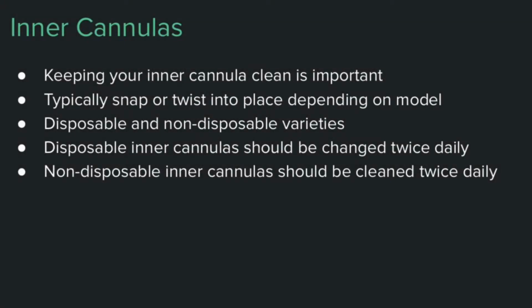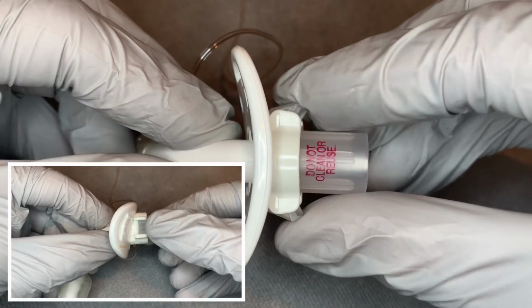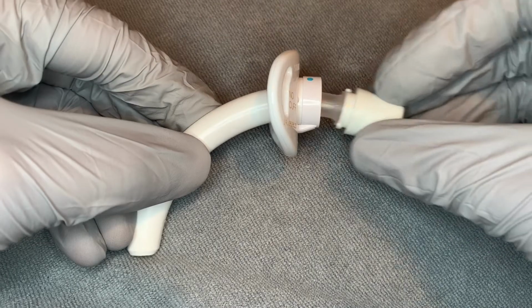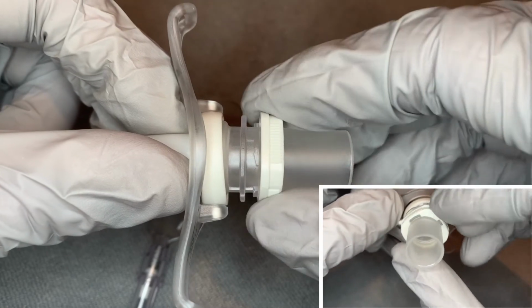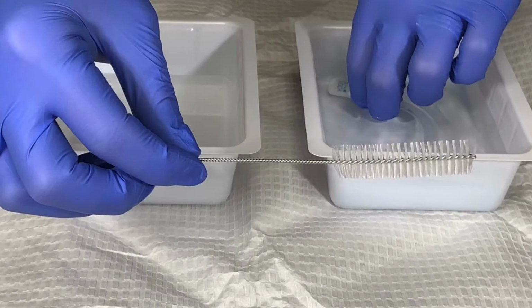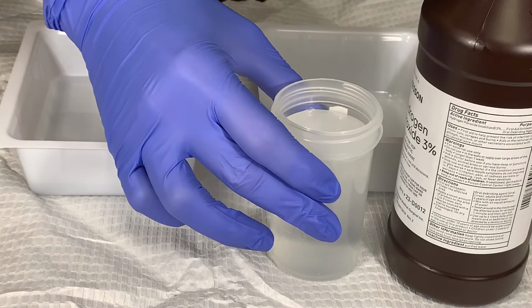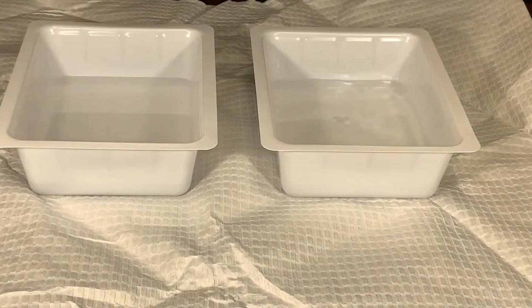If your tracheostomy tube has an inner cannula, it is important to keep this clean. Inner cannulas are secured into place by either a pinching motion or a twisting or rotating movement. It will usually click when it is secured. Some inner cannulas are disposable and are thrown out after each use. They are typically changed twice daily. Non-disposable inner cannulas should be cleaned twice a day. This is best done with a brush that can extend down the tube.